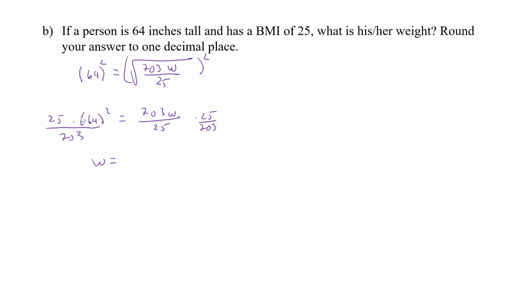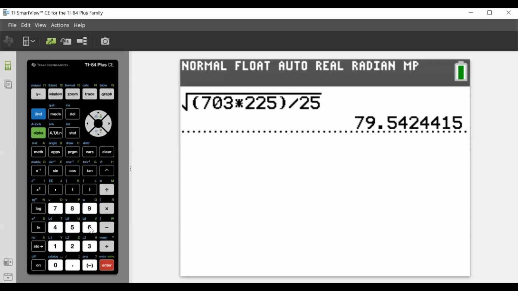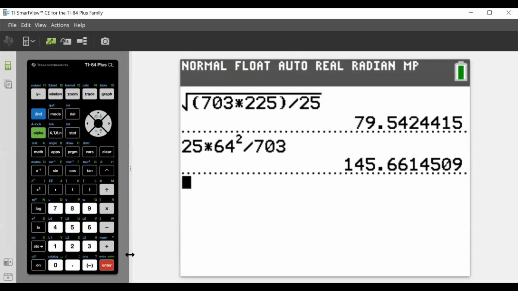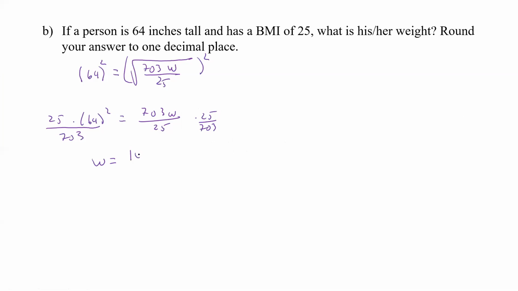So let's go back and see what that looks like on our calculator. We have 25 times 64 squared, and then divided by 703. And so our weight was 145.66. Let's see what they asked for, how many decimal places. One decimal place, so 145.66 would round up to 145.7, and that would be in pounds. And so that would be our weight, okay?